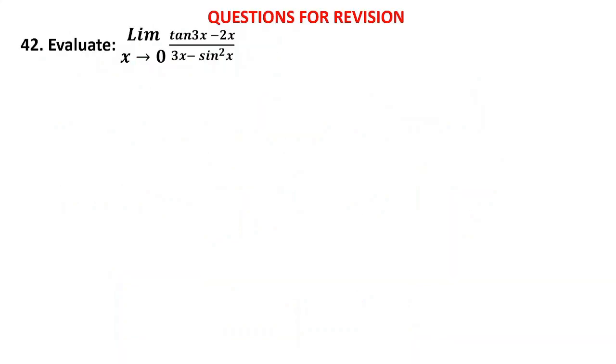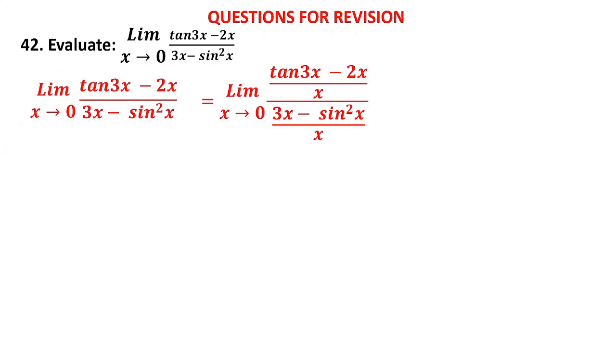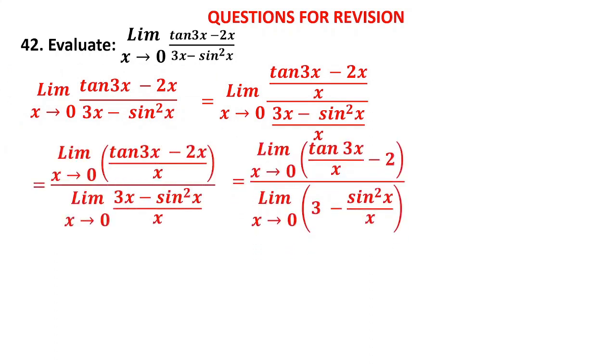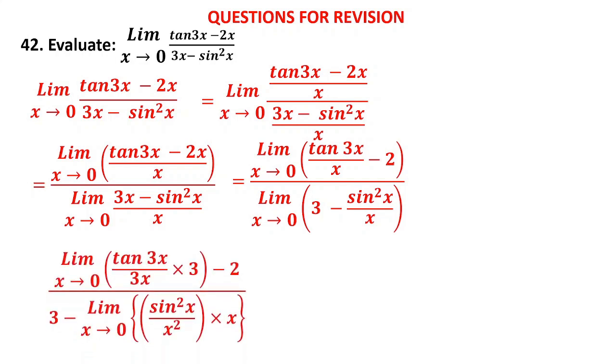Now move on to question number 42. Evaluate (tan 3x minus 2x) upon (3x minus sin square x). Let us divide numerator and denominator by x so that we will get standard limits. Tan 3x by x is the first term. 2x by x, 2 getting cancelled. 3x by x, x and x getting cancelled. And we are getting the numerator.